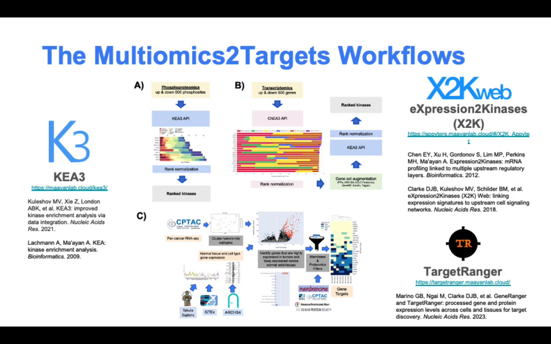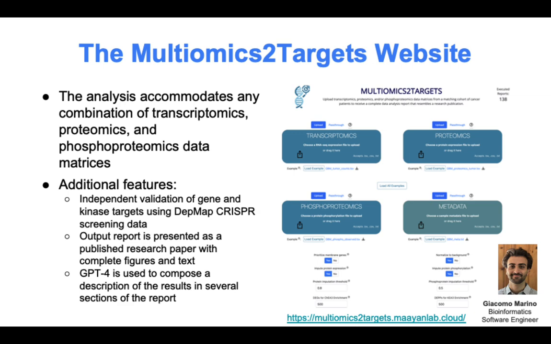So a big part of building this Multiomics to Target pipeline was making it available as a website and making it user-friendly. This is a lot of work from Giacomo, who built this Multiomics to Targets website. And what it enables is it accommodates a combination of any of the three omics. So this analysis will run if there's just transcriptomics or just proteomics, as well as any combination of 2 or 3. That enables maximal flexibility depending on what data the user has available.